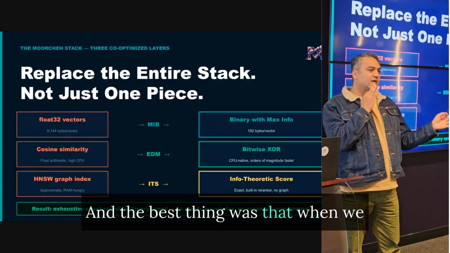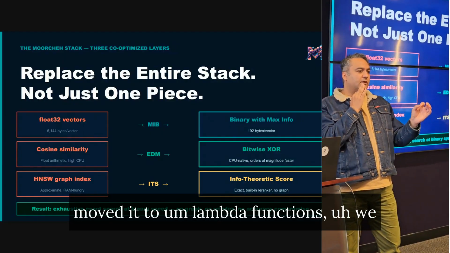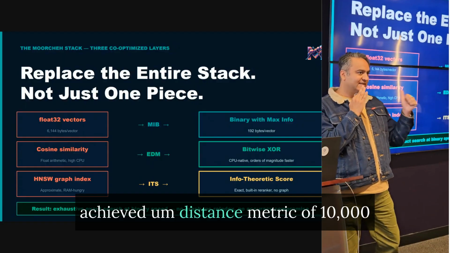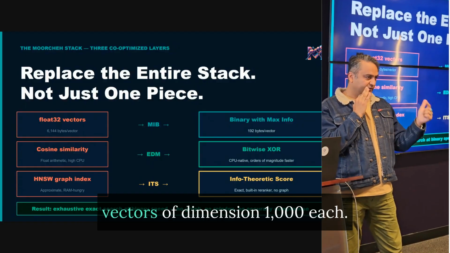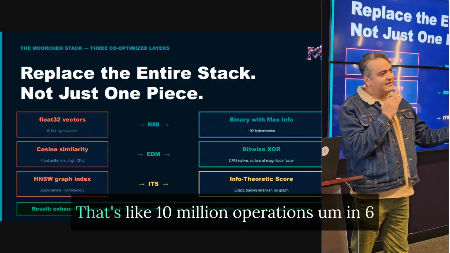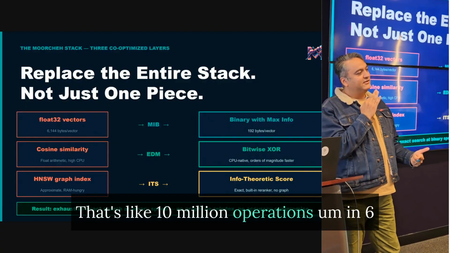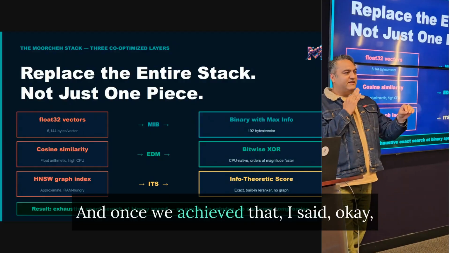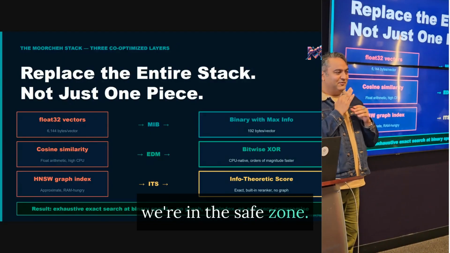And the best thing was that when we moved it to Lambda functions, we achieved the distance metric of 10,000 vectors of dimension 1,000 each. That's like 10 million operations in 6 milliseconds. And once we achieved that, I said, okay, we're in the safe zone.